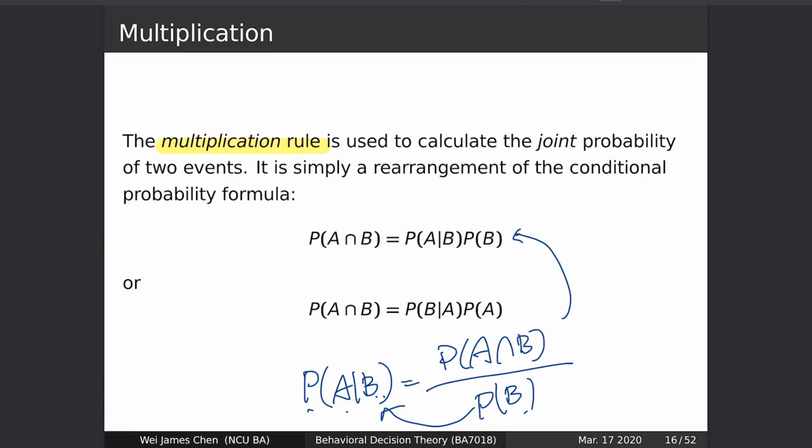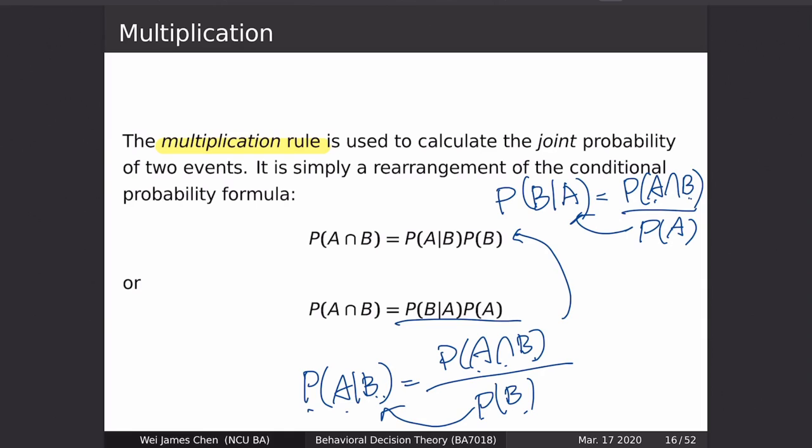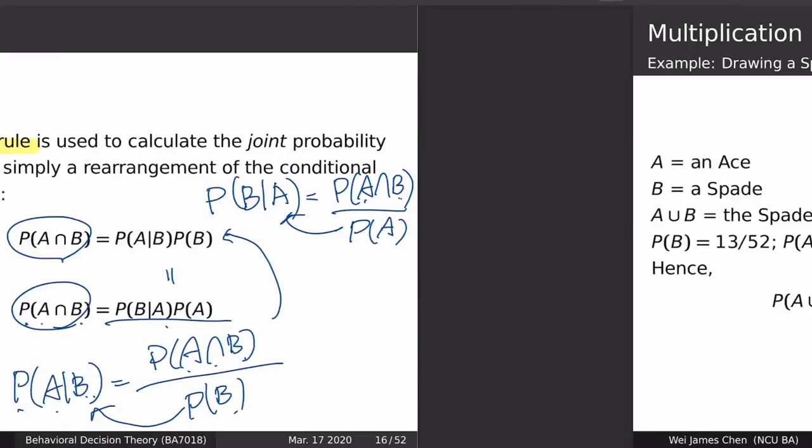Or the other way around, you can also say P(B conditional on A) is equal to P(A intersect with B) over P(A), because B intersect with A and A intersect with B is the same. So if you move this here, then you've got this one. Also notice that since this is this, these two are also equal to each other. Right? This is a very useful rule. Okay, so let's give an example, maybe it'll be clear.